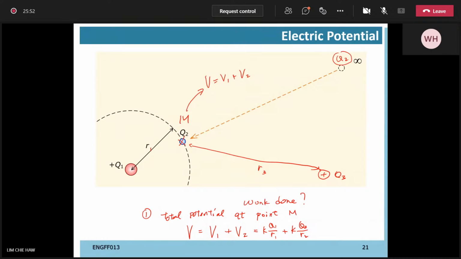Still remember, just now we said electric potential is a scalar quantity. So look at that. The way I do it is just scalar addition. Do you see that? This is a scalar addition.